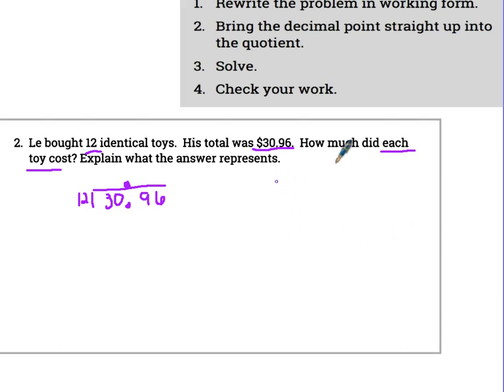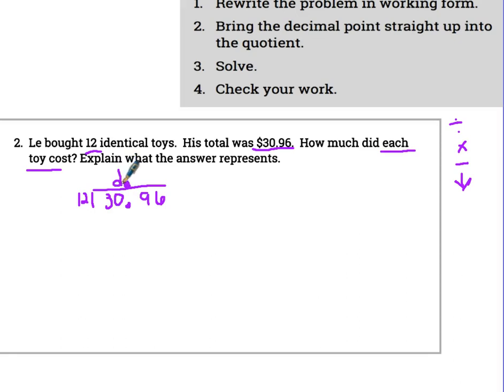Okay. I didn't put my steps here before you divided, but I'm absolutely positive you remembered what they were, but I'm going to put them here again. And I know I need to divide by 12. How many groups of 12 will fit in 30?